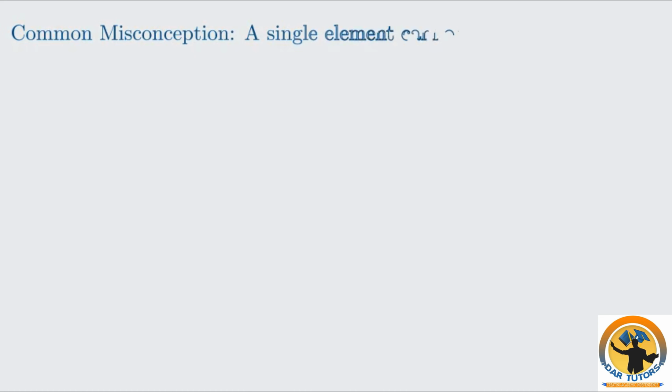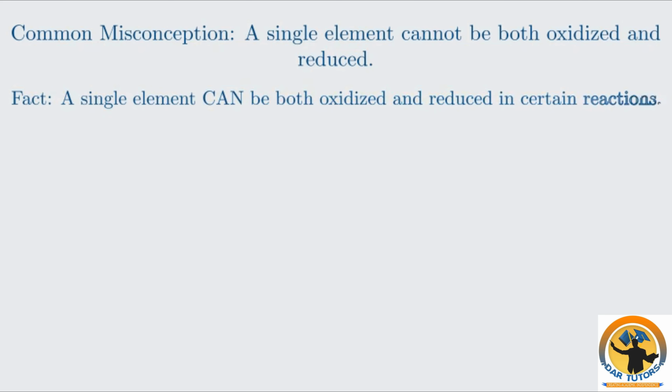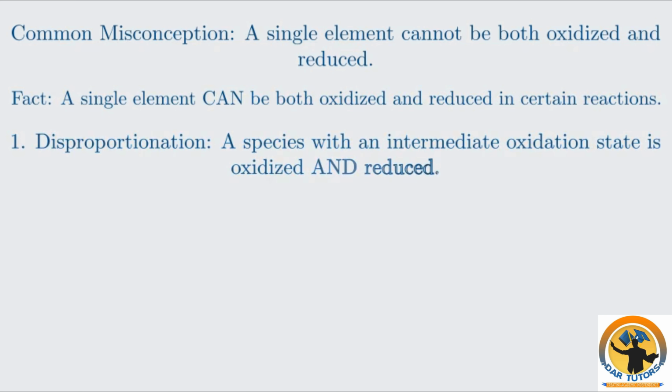Now let's examine a common misconception about redox reactions. There is a common mistake in thinking that a single element cannot be both oxidized and reduced in a redox reaction. This is not always true. The fact is, a single element can be both oxidized and reduced, which brings us to 2 important special cases: disproportionation and comproportionation. A disproportionation reaction is one where a compound containing an element in an intermediate oxidation state is simultaneously oxidized and reduced to form products with higher and lower oxidation states.